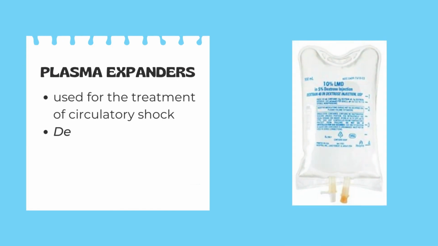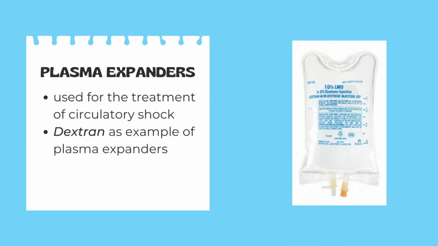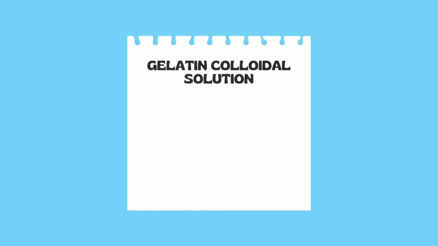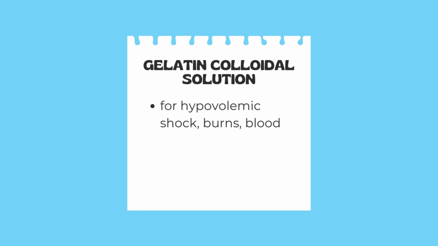Next are the plasma expanders. An example of this is dextran, which is used for the treatment of circulatory shock and hemorrhage. Lastly, the gelatin colloidal solution, which is used for hypovolemic shock, wherein there is severe blood or other fluid loss, burns, and diarrhea.